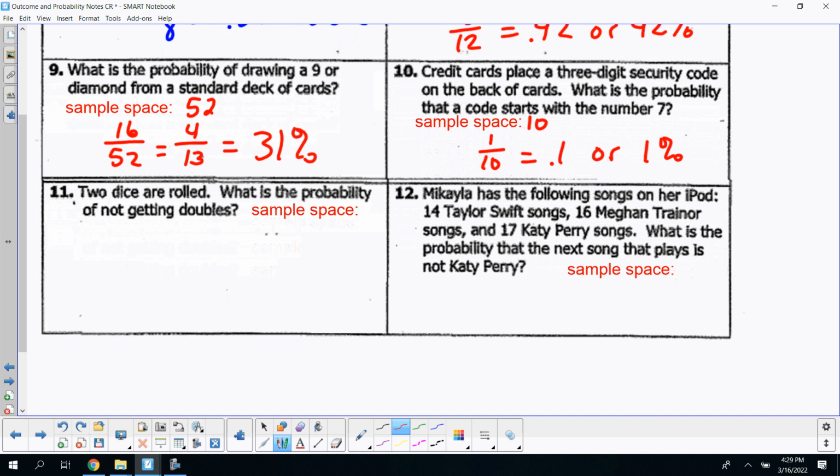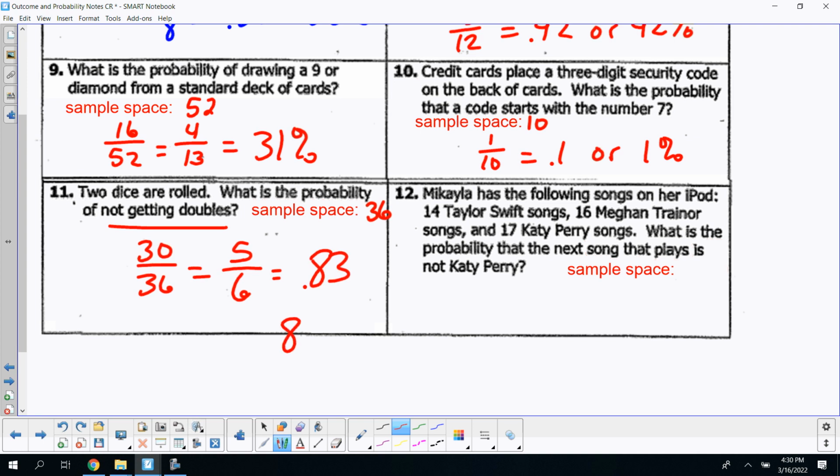Number 11, 2 dice are rolled. What is the probability of not getting doubles? Not getting doubles. So my sample space here is going to be 36. Okay, we have 6 sets of doubles, and that's going to be 30 out of 36, which can be reduced to 5/6, which is going to be 83, or an 83% chance.